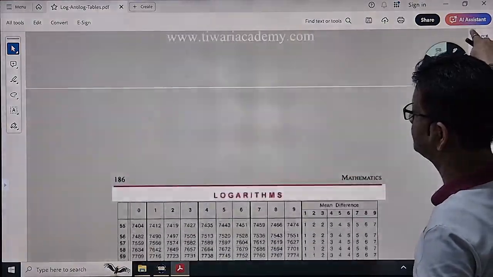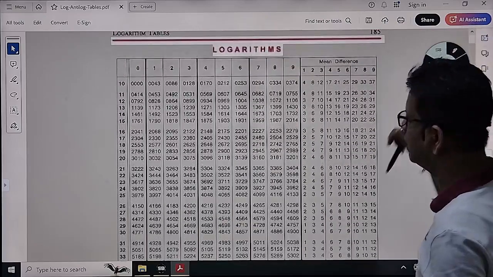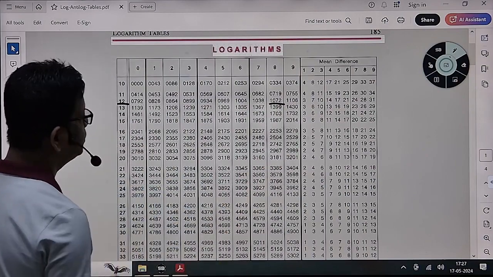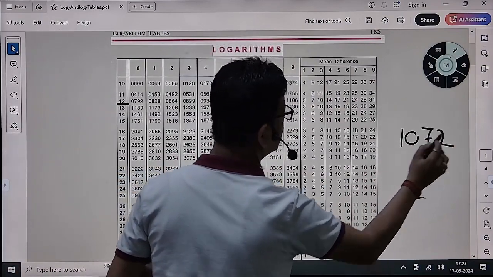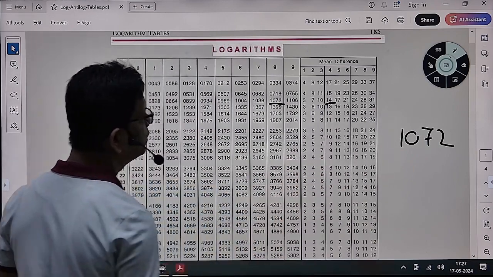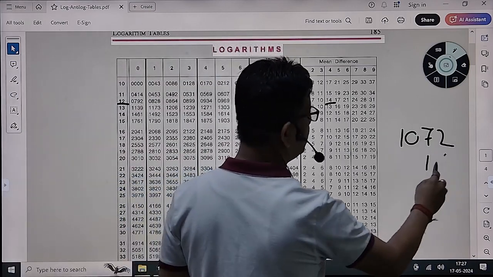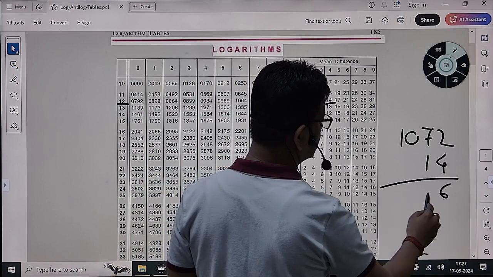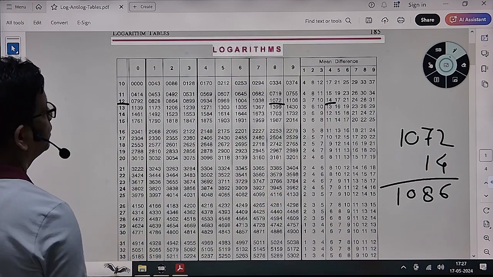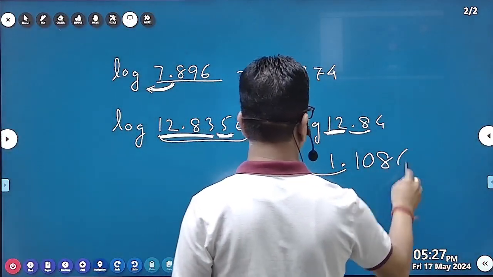12, 8. 1072, sir. Yeah. So this one, you see, 12, 8. Is it 1072? Okay, 1072. I think the last digit is 4. This one 4? Yes or no? Plus 3, sir. This one 14. Is it 14? So 14 you add it. So it will be 1086. Done. Is it okay, all of you? So it will be 1.1086. This is how the logarithm will be found.